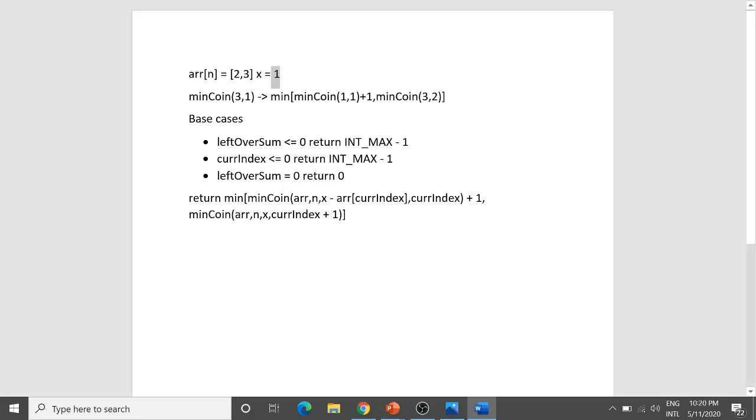So what is this min coin 0, 0? This min coin 0, 0 states that I am sitting at index 0. Just tell me, starting from this index till the end of the array, what are the minimum number of coins to make amount of 0? It says this thing. I am sitting at index 0. Just tell me till the end of the array, how can I make an amount of 0 with it?